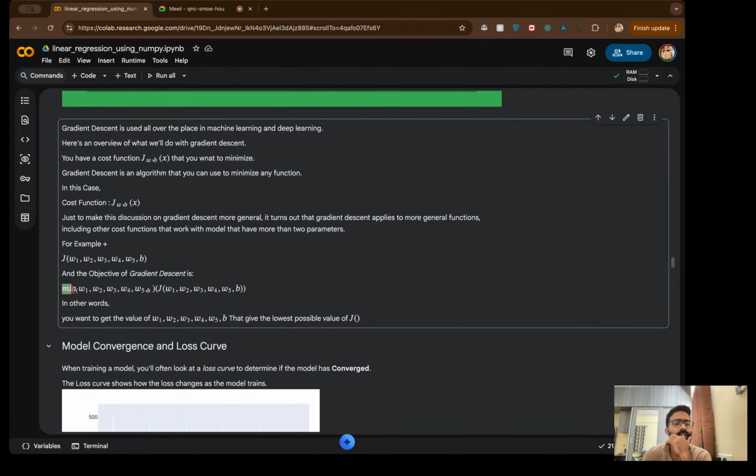I'm writing it in mathematical notation: minimize this function J over the values w1, w2, w3, and so on. In other words, you want to get the values of w1, w2, w3, w4, w5 and b that give the lowest possible value of J. Right? Can we agree on this? Can we move forward, Simran? If we agree on this, then we have to move forward. Otherwise, no point. No, I think we will move forward.